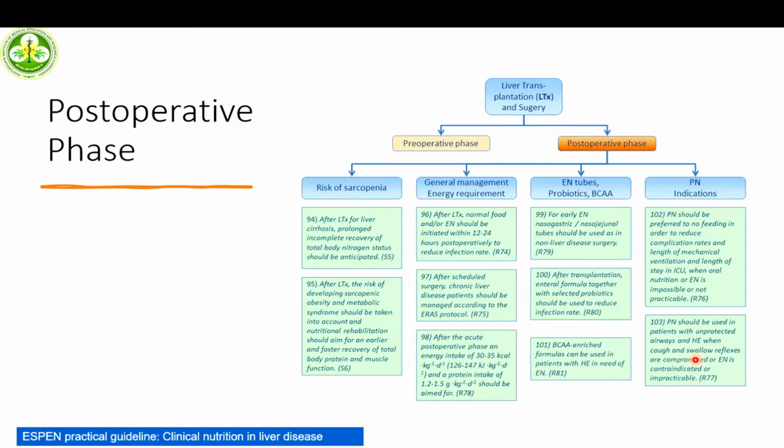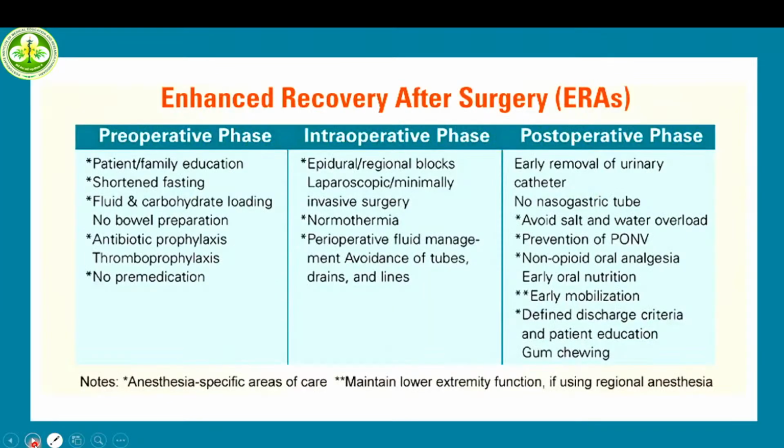If you are not able to meet the need via enteral nutrition, parenteral nutrition as a supplement rather than total parenteral nutrition should be given. So we give something called trophic feeds, where a small amount of feeds are given to maintain the mucosal barrier. So this is the practical guidance as far as the perioperative phase goes.